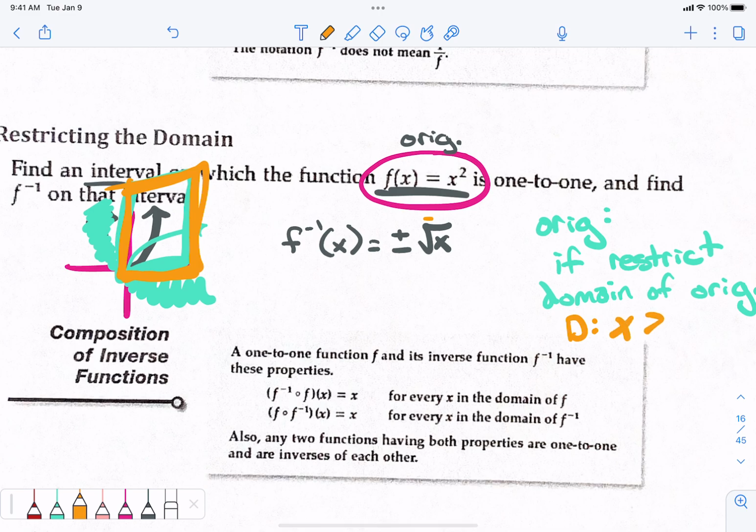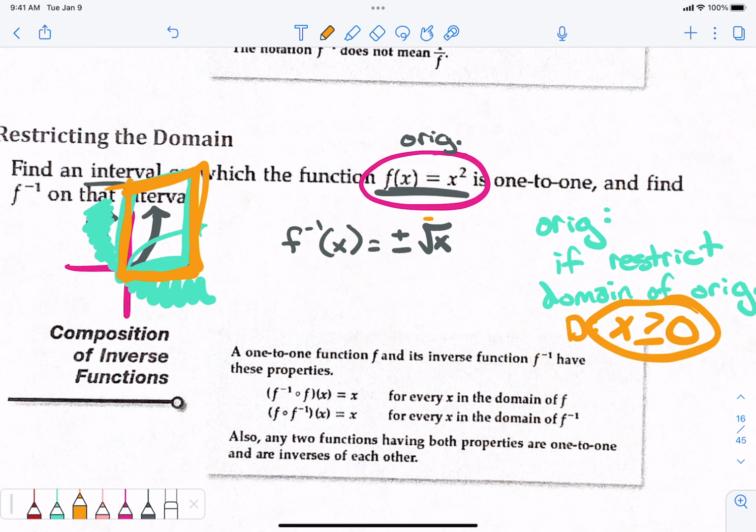X has to be greater than 0. If x is greater than or equal to 0, his inverse will only be the positive square root, and he won't be the negative side as well, right? We get rid of that other half of the parabola. Now, you could have said also x is less than or equal to 0, ignoring the right half of the parabola. Is that still going to be a function as well? It would be just the bottom half, just the negative square root of x, but that's still going to be a function because it'll pass the vertical line test, okay?